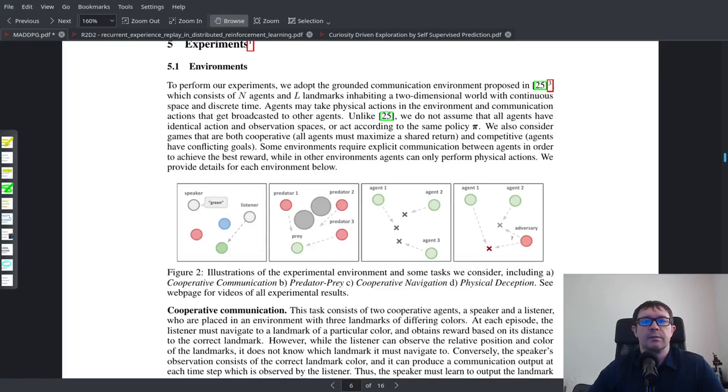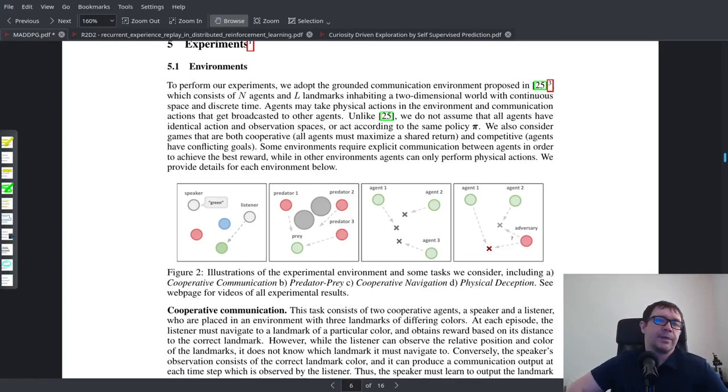Next, they detail the environments they created to test their algorithm. They do have their own package, which we'll have to download from GitHub and pip install. I'll show you how to do that in the coding section. We'll have to create a virtual environment because it has some rather old dependencies, so you don't want to muck up your base install of Python. We'll make a virtual environment and use their own set of environments. We're going to focus on one of those environments, and that is depicted in the rightmost panel here, and that is the task of physical deception.